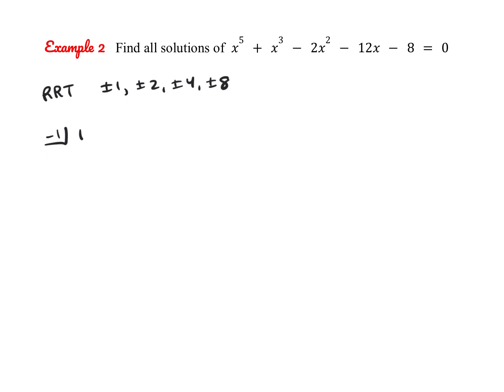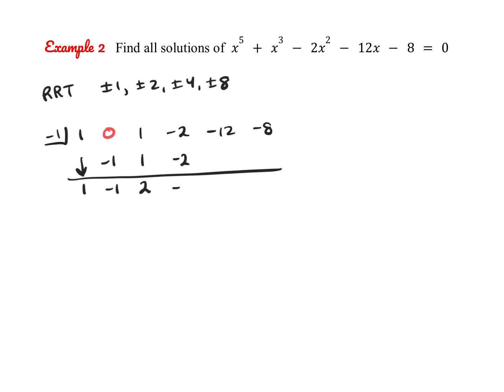I'm going to list out my coefficients, noting that I am missing an x to the 4th term. Negative 12 and negative 8. So I multiply and I add. Multiply, add, multiply, add, multiply, and add. So I have that 0 placeholder. So that means that x equals negative 1 is a solution.